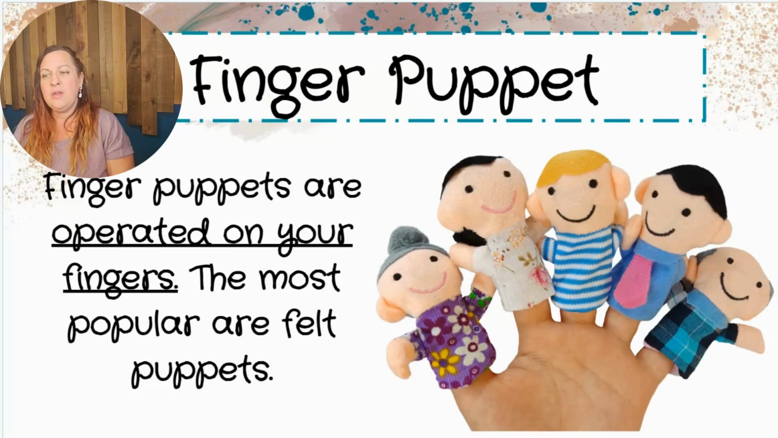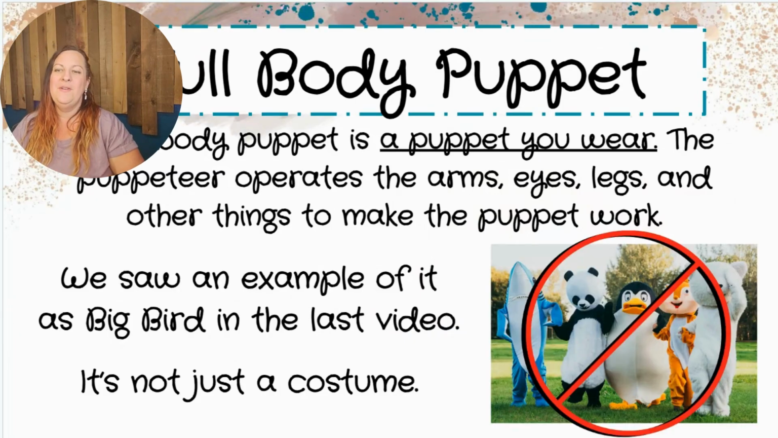We used to do a unit where we would go to a preschool class and we would do the voices of books and do finger puppets. It was really fun, but doesn't really work for where I'm at right now. And then we've got body puppets. So a full body puppet is a puppet you wear, and the puppeteer operates the arms, eyes, legs, and other things to make the puppet work. We saw an example of it as Big Bird in the last video.